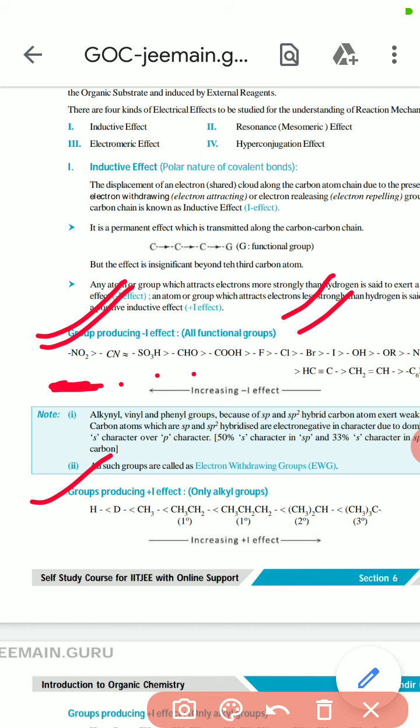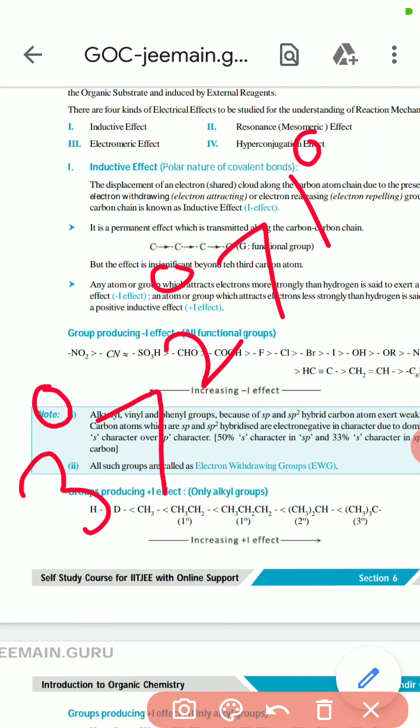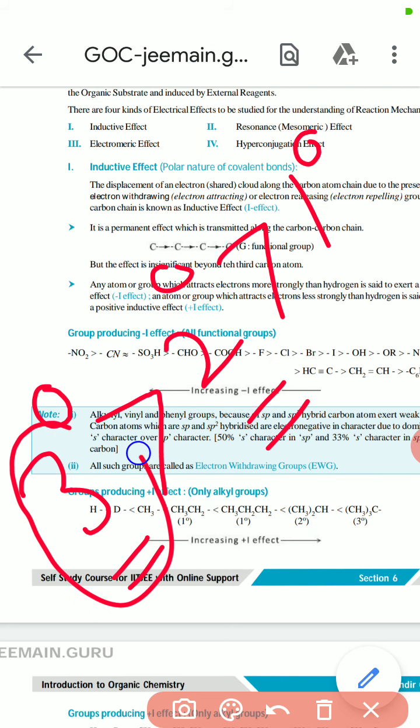There are also some groups which show plus I effect. Examples of plus I effect are mainly alkyl groups. Among alkyl groups, basically the 3 degree alkyl group has a stronger plus I effect than 2 degree, and after that 1 degree. So a 3 degree alkyl group shows a more dominating, or stronger, plus I effect than a 2 degree alkyl group.